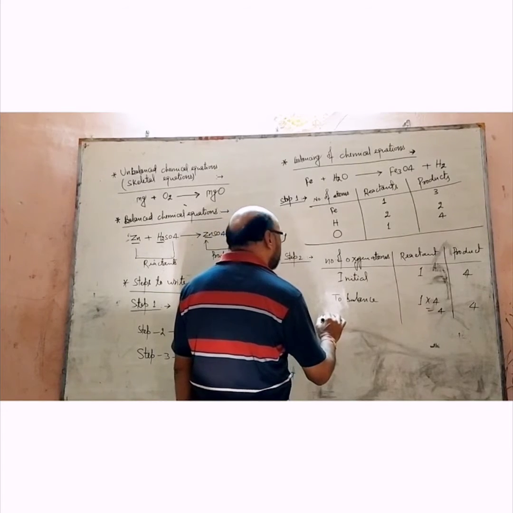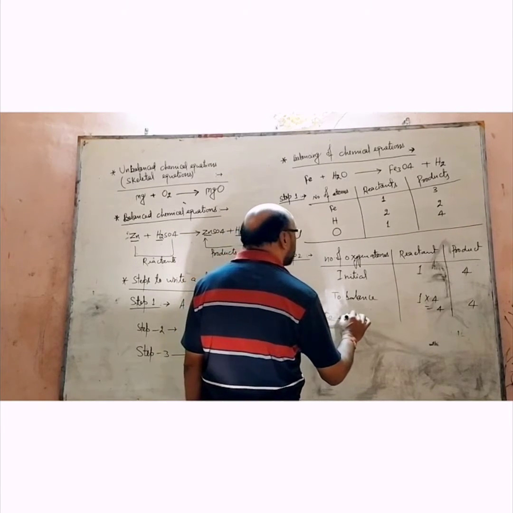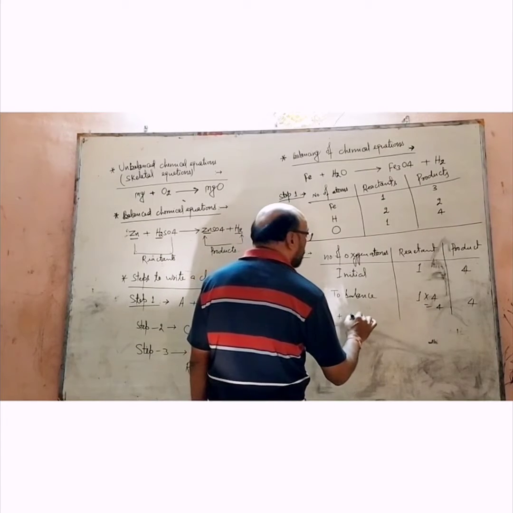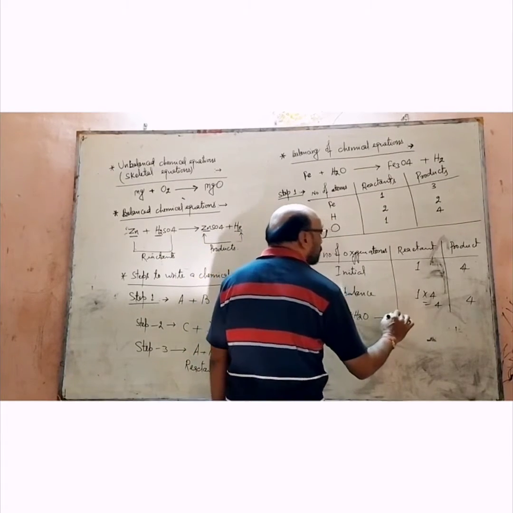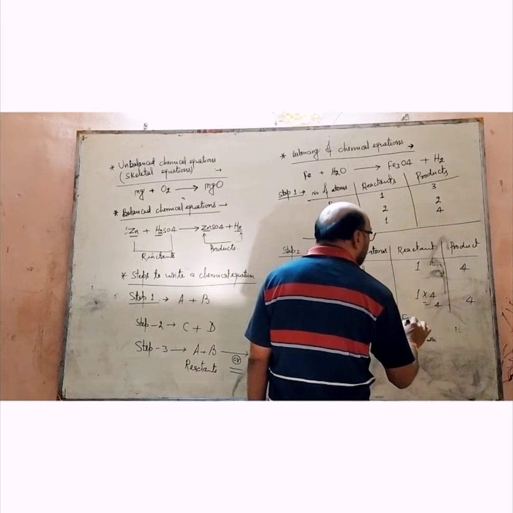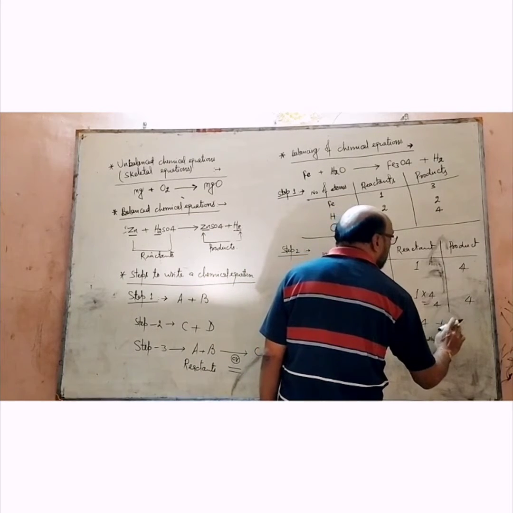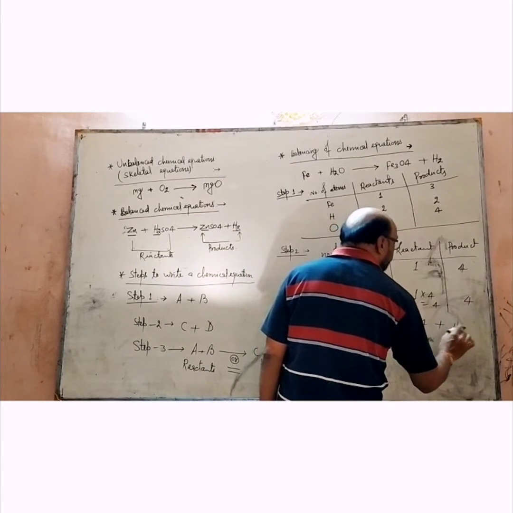Now we shall write the equation: Fe plus 4H2O forms Fe3O4 plus H2.